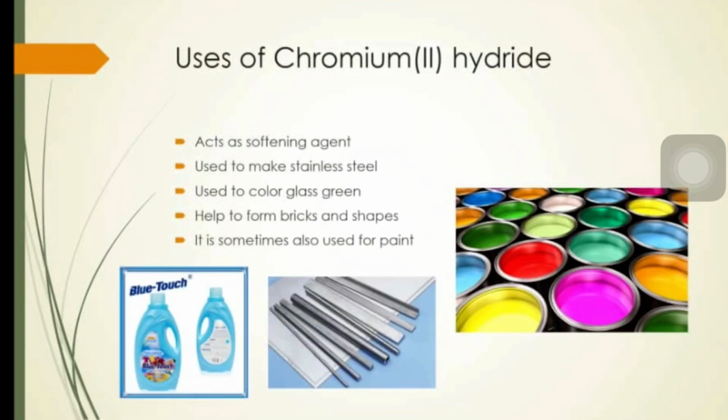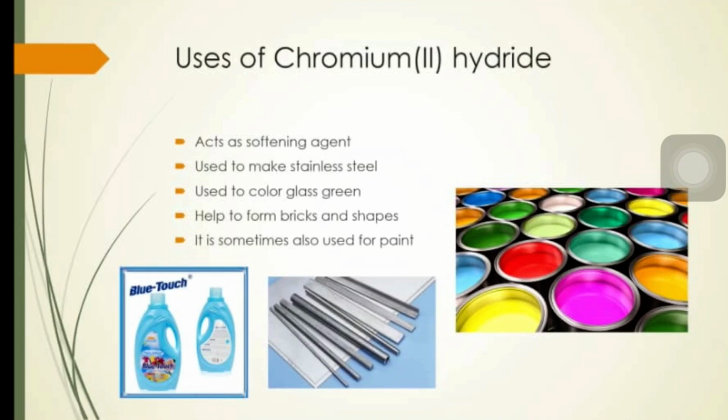Okay, next is uses of chromium 2 hydride. First, chromium 2 hydride acts as a reducing agent. The second is chromium 2 hydride is used to make stainless steel. Next is chromium 2 hydride used to color glass green. Other than that, chromium 2 hydride helps to form bricks and shapes. And last but not least, chromium 2 hydride is also sometimes used for paint.